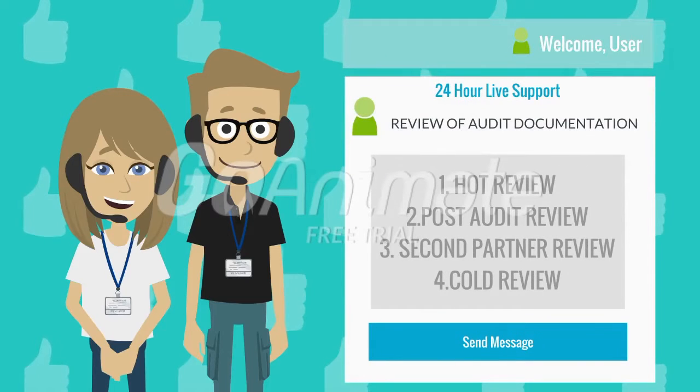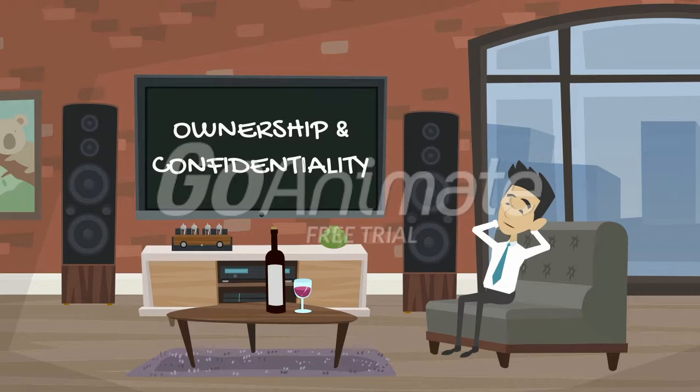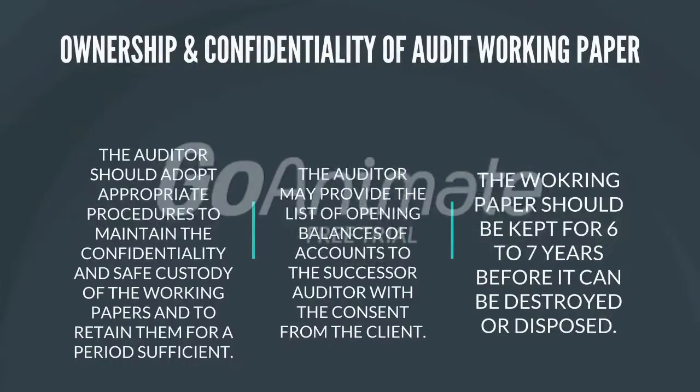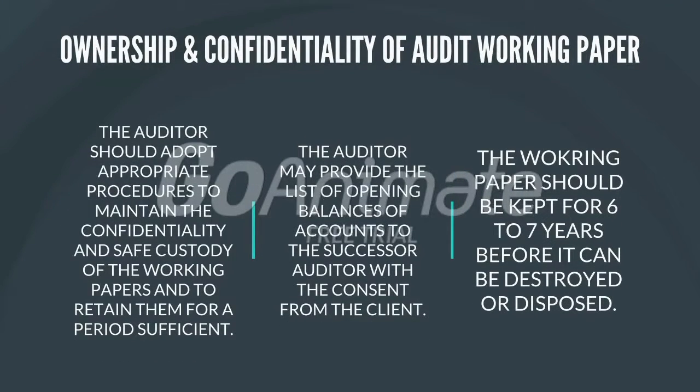Review of audit documentation. 1. Hot review. 2. Post-audit review. 3. Second partner review. 4. Cold review. Then, ownership and confidentiality. And these are some explanation of ownership and confidentiality of audit working paper.